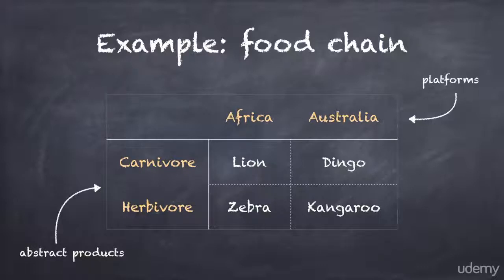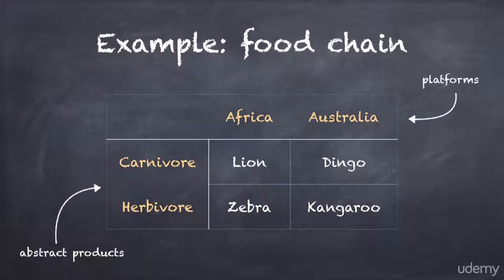So I'm going to need factories to create the correct set of products. I can't have a lion being paired with a kangaroo, because these animals live on different continents and will never meet each other. So I will need a continent factory that will either create an Africa factory or an Australia factory for me.